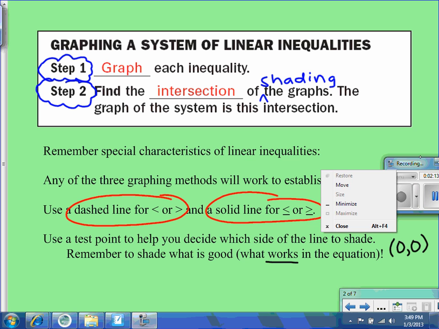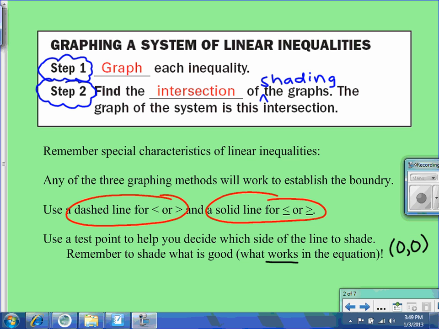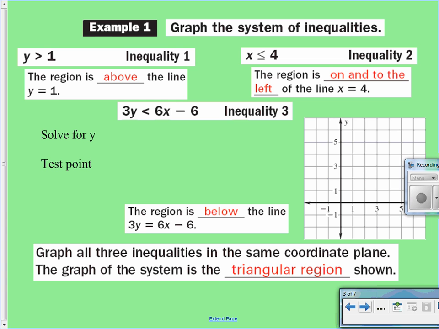So, there we go. Your system is: x is greater than y is your first inequality. Remember, there's no x in this inequality. You're going to see a lot of these today. Remember that y by itself is a horizontal line, but then x by itself is a vertical line. You're going to see a lot of these on your homework today.